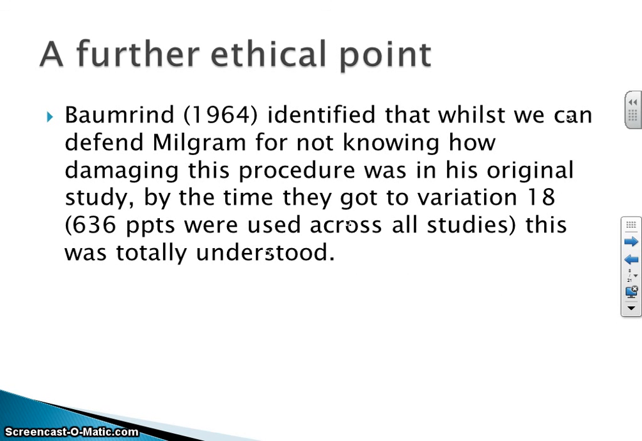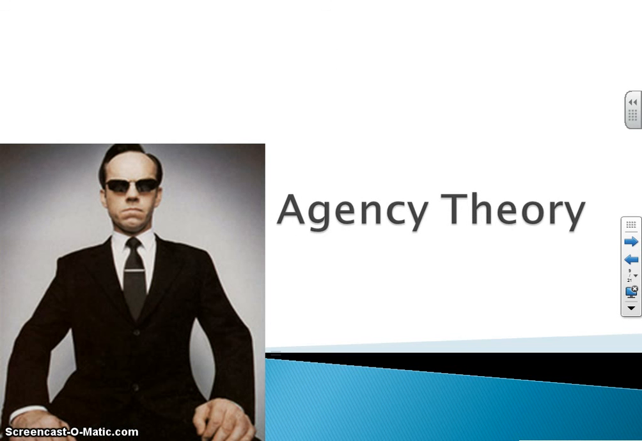Bomrind identified an evaluation point of this. So the usual evaluation points of Milgram's study stand, but Bomrind identified another one. Remember, on Milgram's experiment, we often give him kind of a pass on some of the ethical ideas because he had no idea how far people would go. But Bomrind pointed out that during these 18 variations with 636 participants, Milgram totally understood how upsetting this experiment was. So if you count all of these variations, then that ethical kind of exception where it wasn't his fault goes out of the window.